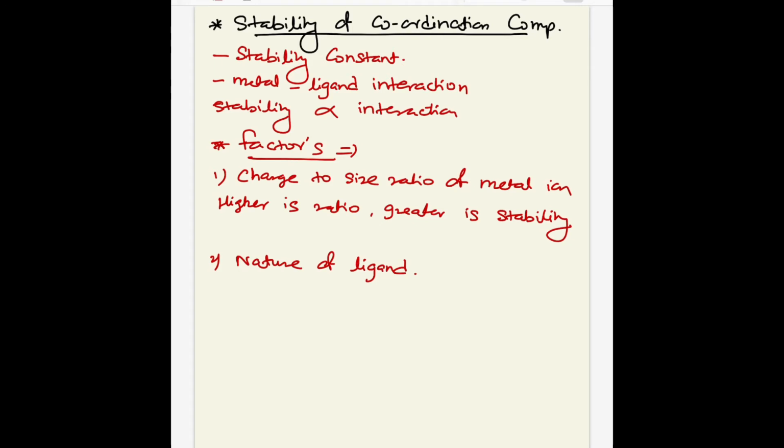Higher is the ratio, greater is the stability. So in case of Cu+2, Ni+2, Co+2, Fe+2, the more stable metal atom is copper, then nickel, cobalt, Fe, manganese, and then cadmium.